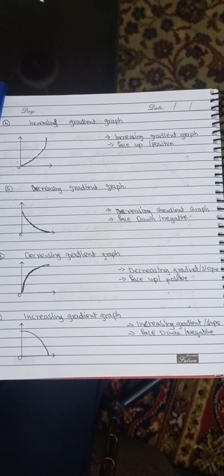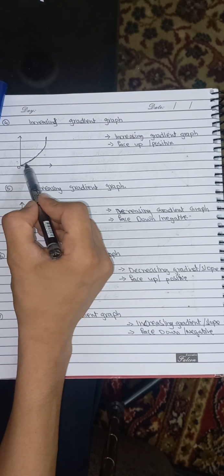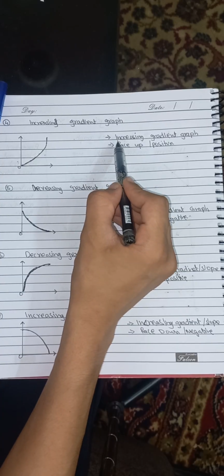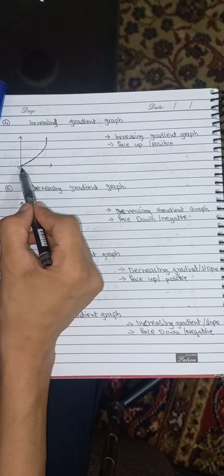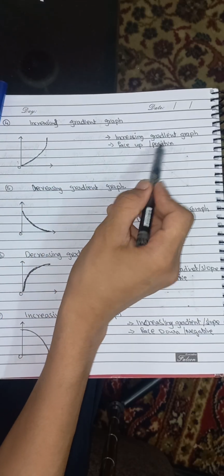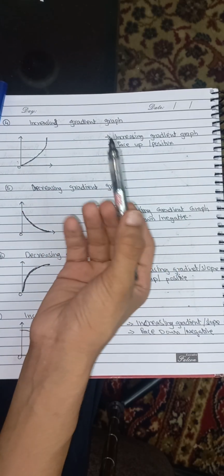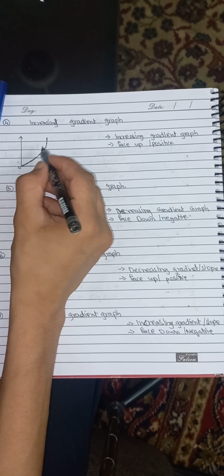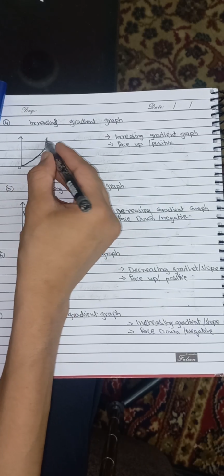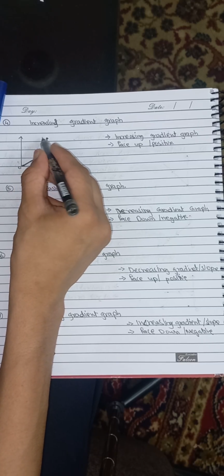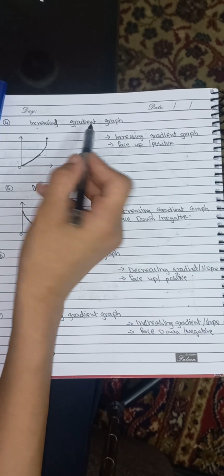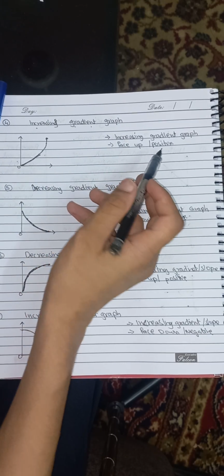Now we will see the increasing gradient graph. This is an increasing gradient graph, and it is positive as it is a face up graph going left to right but upwards. Gradient means slope, so you can see that the slope is less steep here, and from here it is more steep. That means that the steepness of the graph is increasing, which makes it an increasing gradient graph, and it is a face up graph, making it a positive graph.